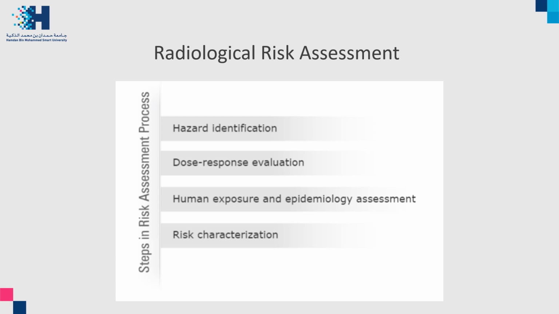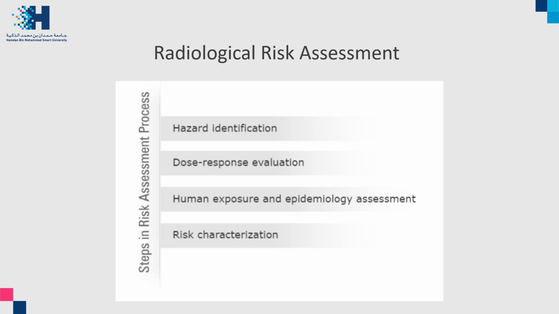This step involves estimating the levels of radiation exposure that individuals or populations may receive from the identified sources. Risk characterization. This final step integrates the information obtained in the previous steps to provide an overall estimate of the risk of adverse health effects associated with exposure to ionizing radiation.